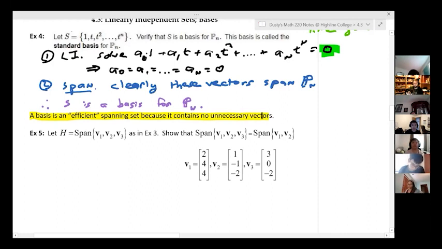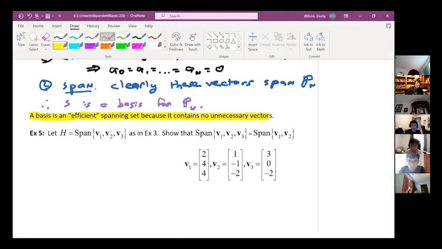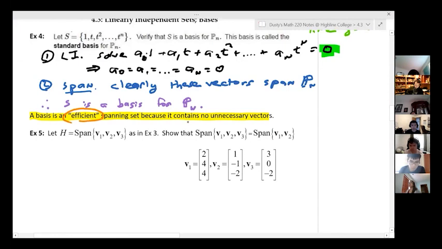So we talked about spanning sets right at the beginning of the day. So it's an efficient spanning set. And when we say efficient, what we're trying to say is that it has no unnecessary vectors, no extra vectors. And so if you think about the example that we did earlier, where we had the V1, V2, V3, we showed that V3 was equal to, I think, a half V1 plus 2 V2, something like that.